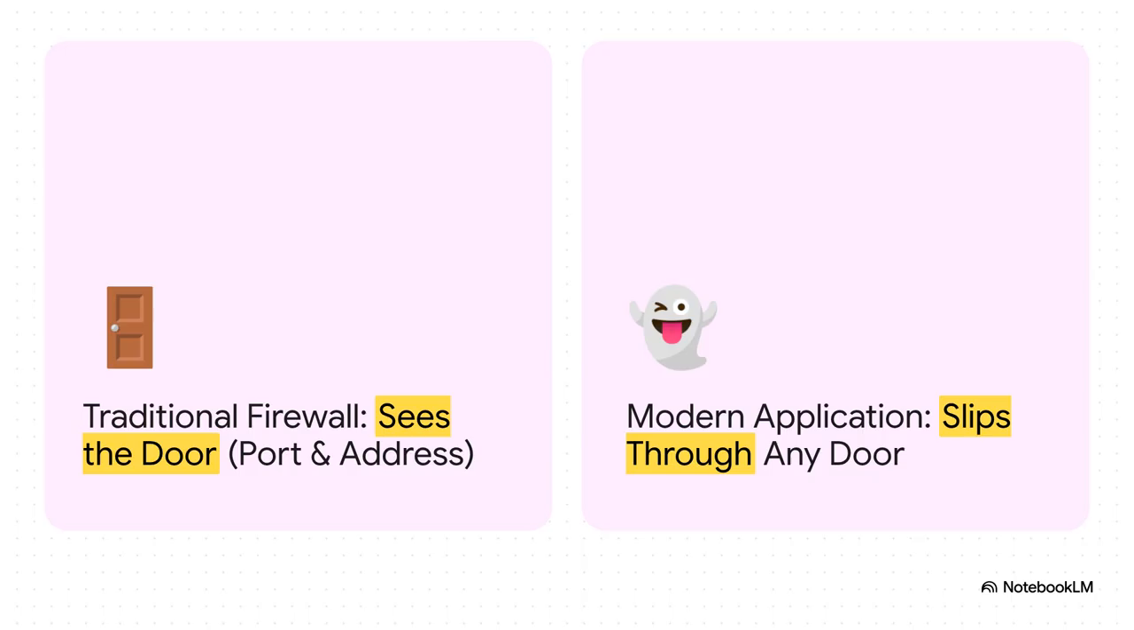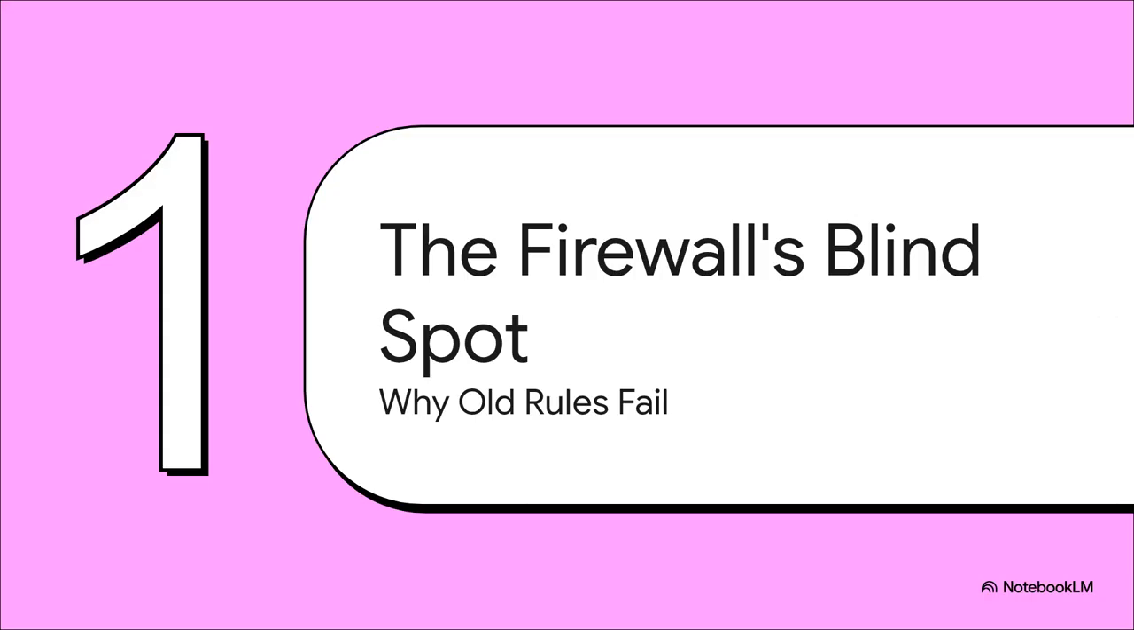On one side, you've got your traditional firewall. Think of it like a bouncer at a club who only checks which door you came through and what the address is on your ID. Pretty basic, right? But then you have modern apps. They're way more clever. They can disguise themselves to look totally harmless and use any door they want. And the old bouncer, he's completely fooled. This huge gap between the bouncer's old rules and how these new applications behave, well, it creates a massive security blind spot. And it's a #1 reason why the old security rulebook is basically useless today.